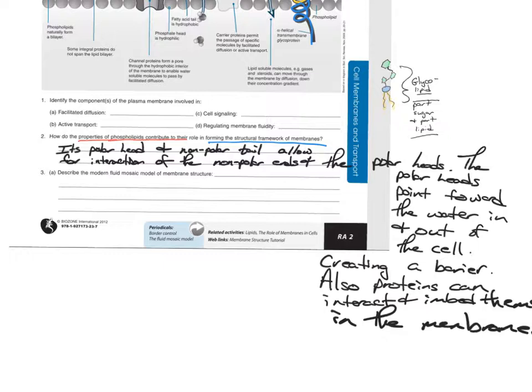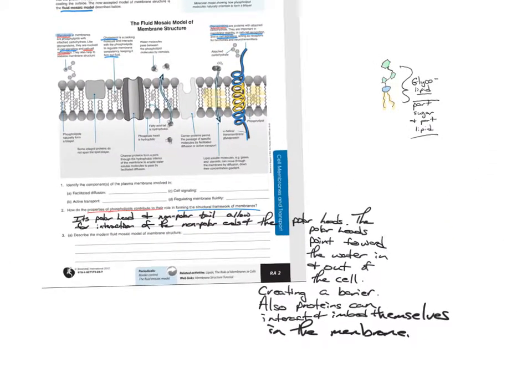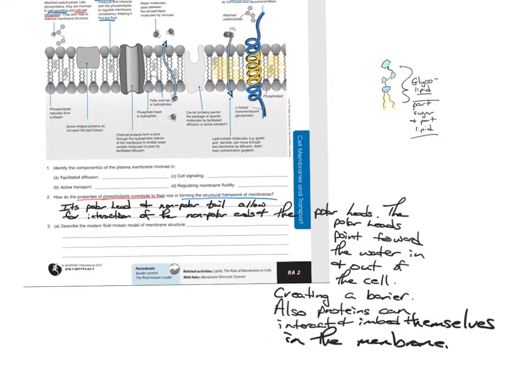Describe the fluid mosaic model of membrane structure. That's simply that the membrane is constantly moving, that it's made mostly of phospholipids, but it has proteins embedded in it, like islands floating in a sea of phospholipids, that the phospholipids flip and twist and turn. The mosaic part means that it's made up of different components. It's not just made of fat or just protein. It's made of a bunch of different components, as you can see here, to form a big picture. So that would be the idea behind that.